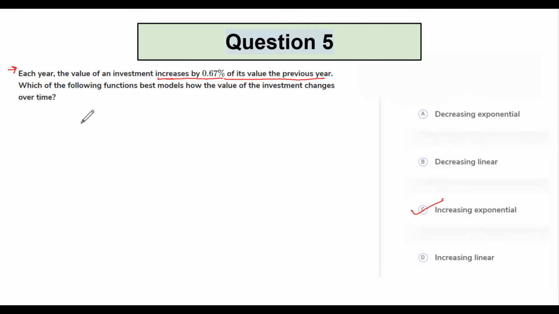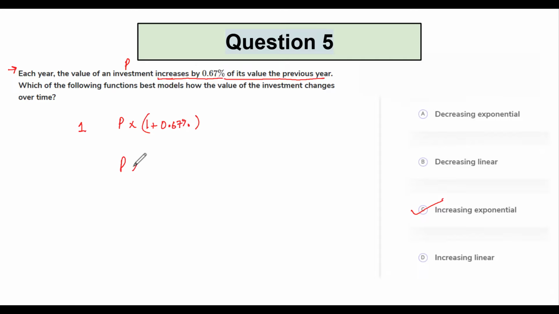Now see, first year, what will happen? You have some investment of, let's say, investment is P, and it increases by 0.6%. So the final value is P times 1 plus 0.67%, right?